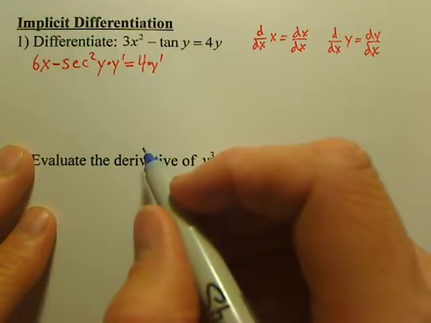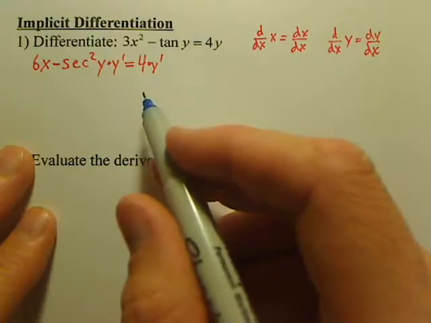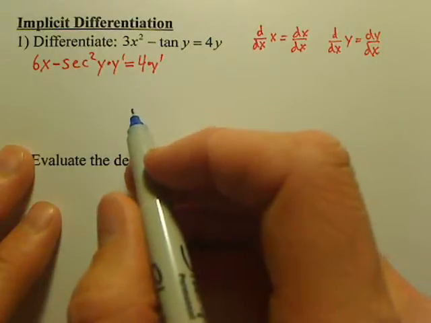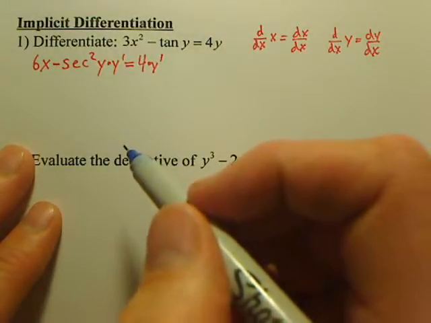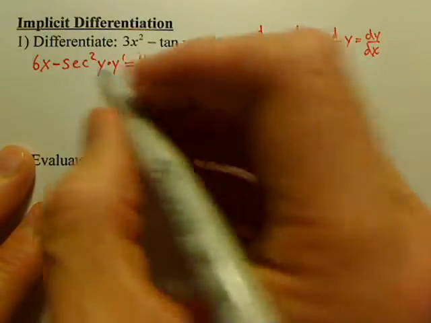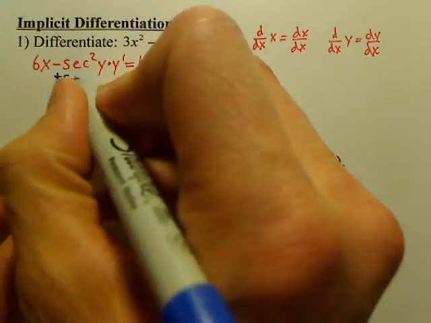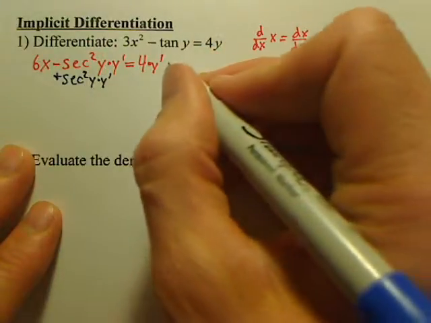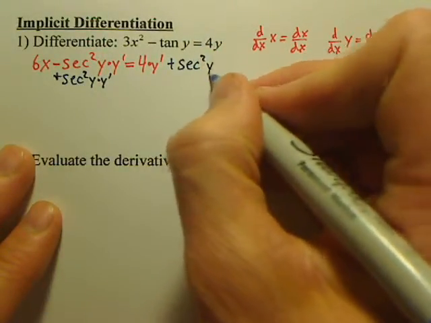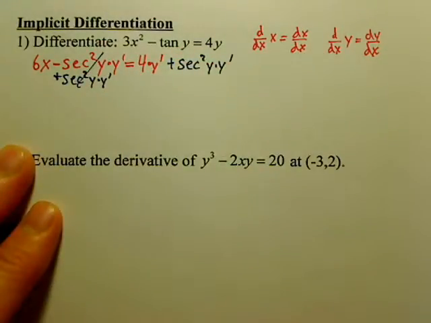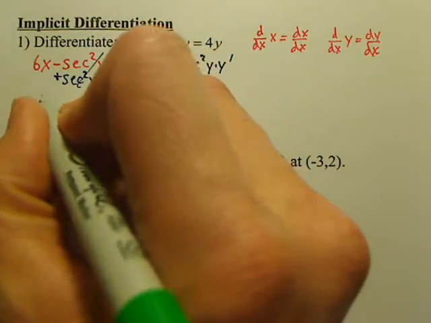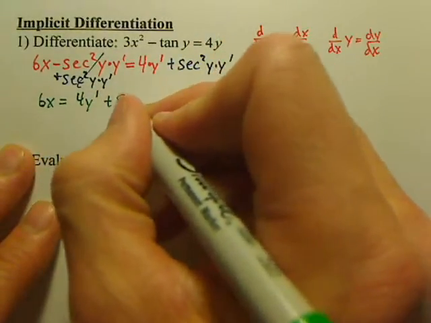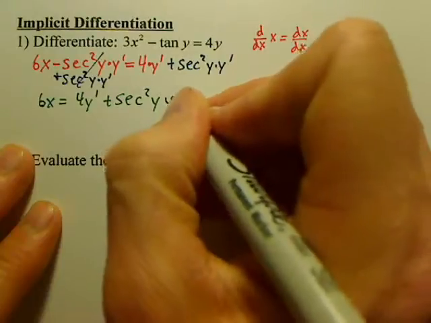All right, so I took the derivative. I'm done. No, not really. You need to get y prime by itself. You want your answer to be y prime equals, the derivative of y equals blank. So how do I get y prime all by itself on one side of this funny looking equation? Well, I'm going to get all the y primes to one side to start with. So let's start off with adding secant squared y times y prime. I'm going to add that over, giving you secant squared y times y prime. Let that cancel out. And what you now have is 6x equals 4y prime plus secant squared y, y prime.